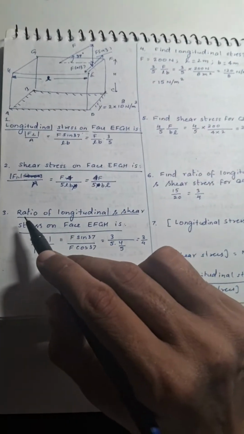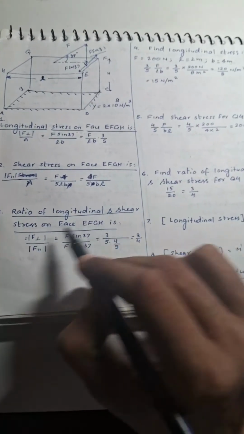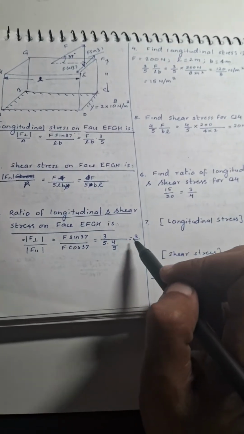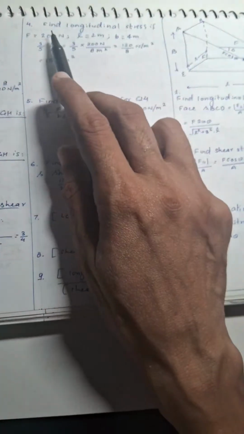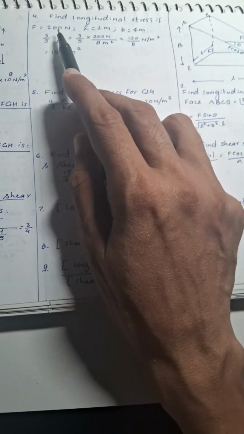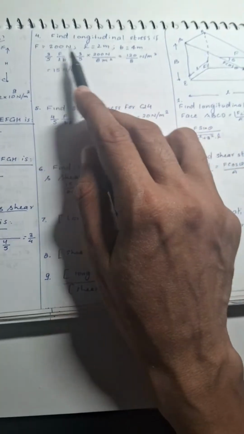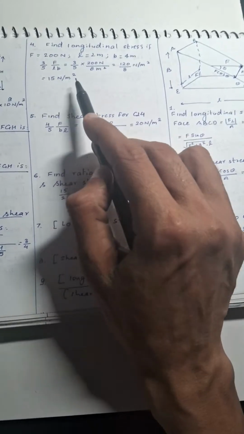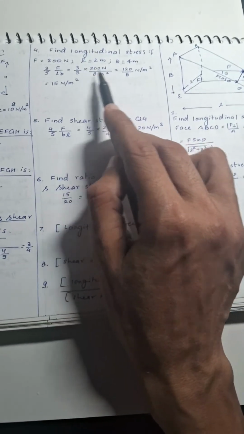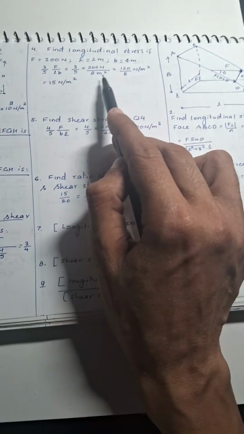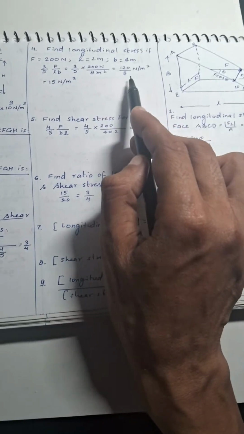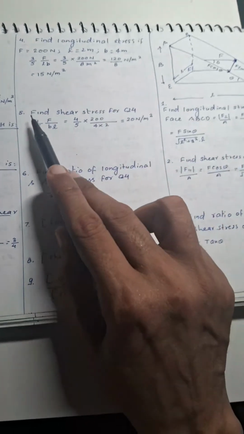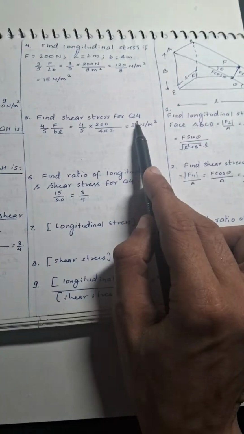In the next question, you need to calculate the ratio of longitudinal and shear stress on the face. If we take the ratio, it comes out to be 3 by 4. Then, find the longitudinal stress if force, L and B are given. Using the concept, we can write it as 3 by 5 F upon LB. So that will be 3 by 5, force is 200, LB will be 8 meter square. After calculations, it comes out to be 120 by 8, or 15 Newton per meter square.